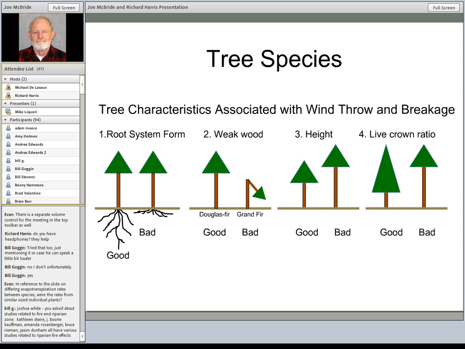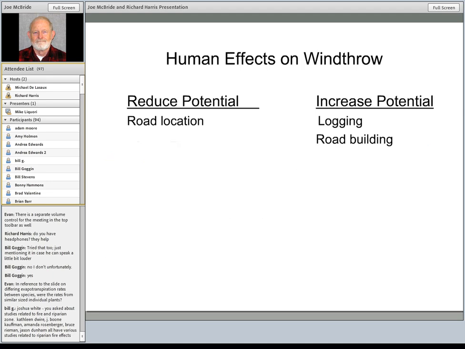Those trees that were higher or more exposed to the wind were often the ones that were blown over. And those trees that had a very low live crown ratio were also trees that came down in the wind. And these are generalizations that would occur not only in riparian zones, but in other forest types as well. The next slide identifies some human potential effects on wind throw.